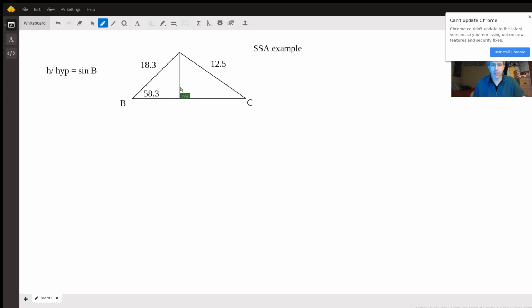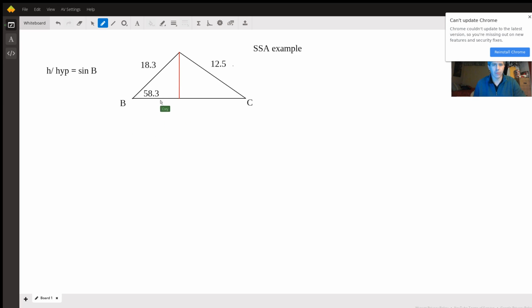I drew this red line here to represent h, the height of the triangle. This is something you want to make a practice of when you do these ambiguous cases. Now, this over here just represents h divided by the hypotenuse. So it's a relationship, it's a ratio. So h divided by the hypotenuse, 18.3 in this case, is equal to the sine of the angle B. And what you're trying to do is calculate that to determine if indeed you have a side long enough to do that.